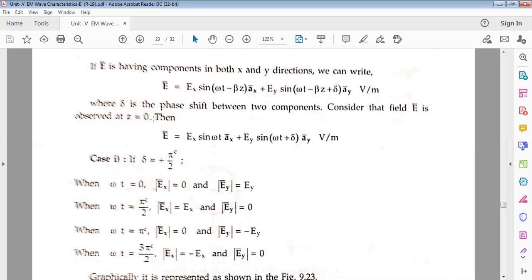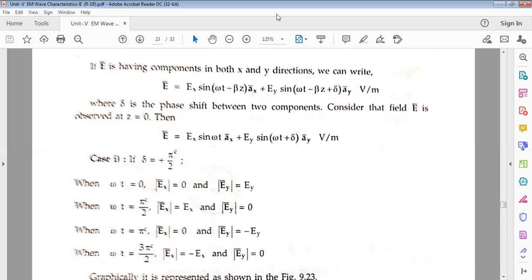Consider that the field E bar is observed at z is equal to 0. Then E bar becomes Ex sine omega t ax bar and Ey sine omega t plus delta into ay bar. If delta is equal to 90 degrees, pi by 2, the difference between these two components is exactly 90 degrees.